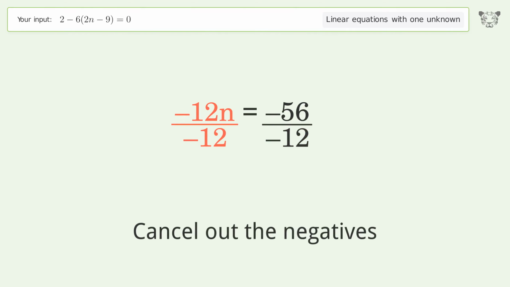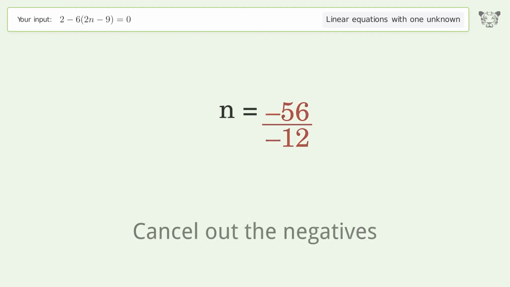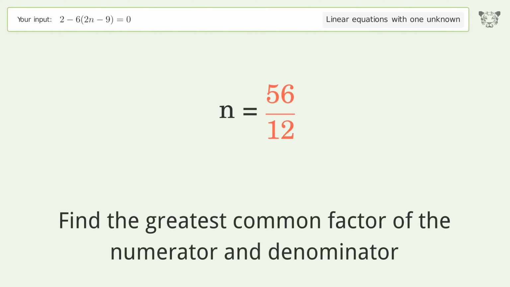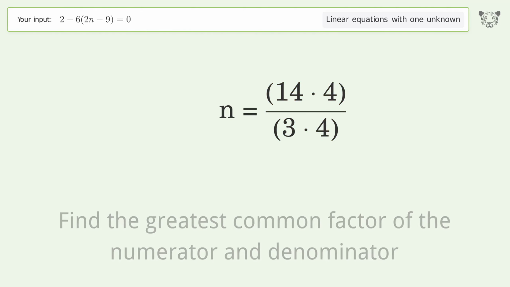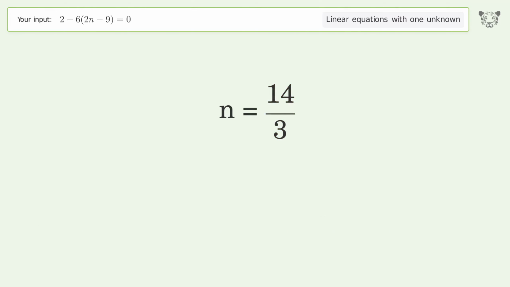Cancel out the negatives. Simplify the fraction. Cancel out the negatives. Find the greatest common factor of the numerator and denominator. Factor out and cancel the greatest common factor. And so the final result is n equals 14/3.